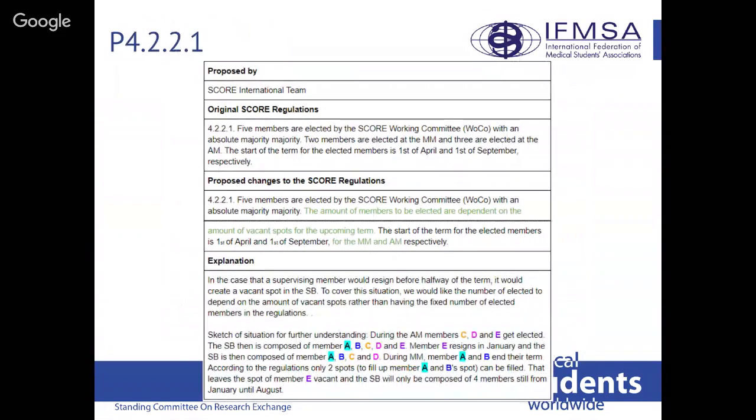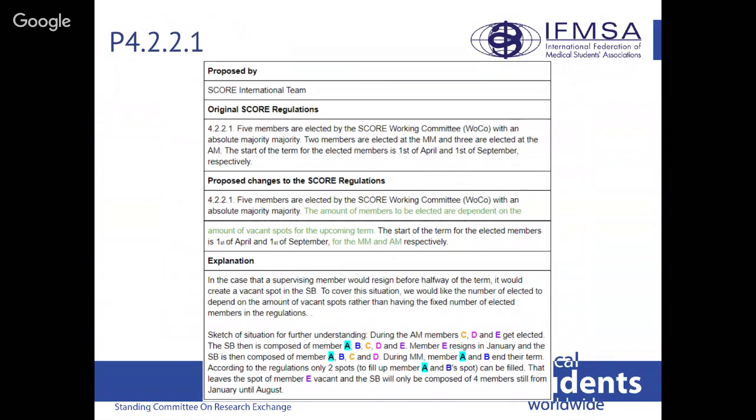Proposal 4.2.2.1 is proposed by the SCORI International team, and it's about the election of supervising board members. In the current regulation, it says that 2 members are elected at the March meeting and 3 are elected at the August meeting. And in the proposed change, it says that the amount of members to be elected depends on the amount of vacant spots for the upcoming term.